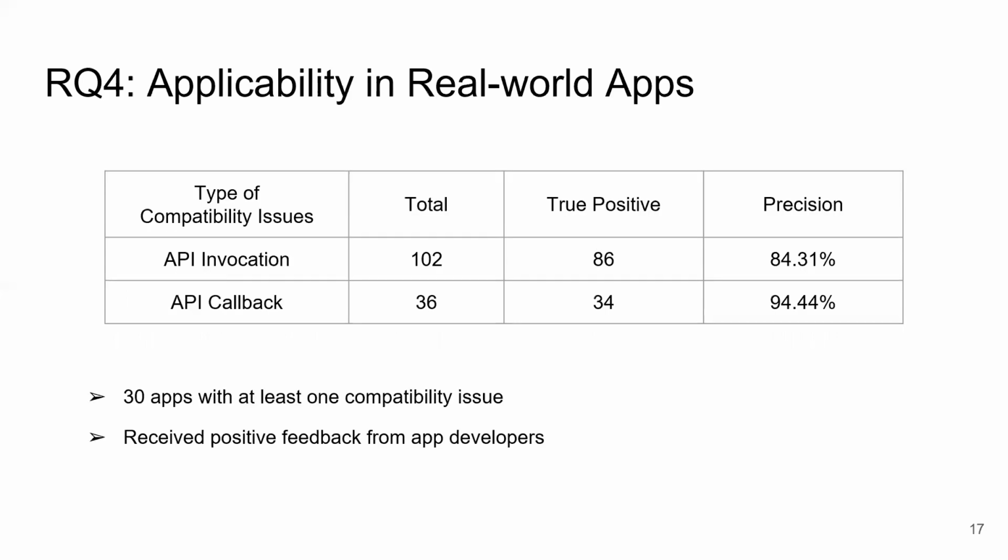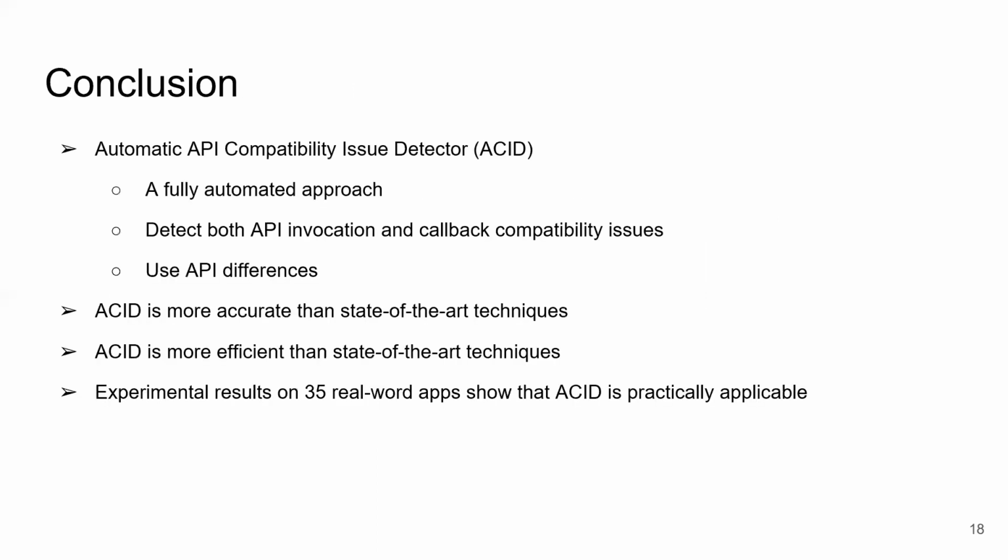To evaluate the practical applicability of our tool, we applied ACID to 35 popular real-world apps, such as Wikipedia, Open Camera, etc. We manually examined all the reported compatibility issues to calculate the precision score, which confirms the real-world applicability of ACID. We have recently contacted the developers of the real-world apps by emailing them or by posting issues in their public issue trackers. Some of the reported issues have been confirmed by the app developers. This shows that the app compatibility issues detected by ACID are useful in improving the software quality of Android apps.